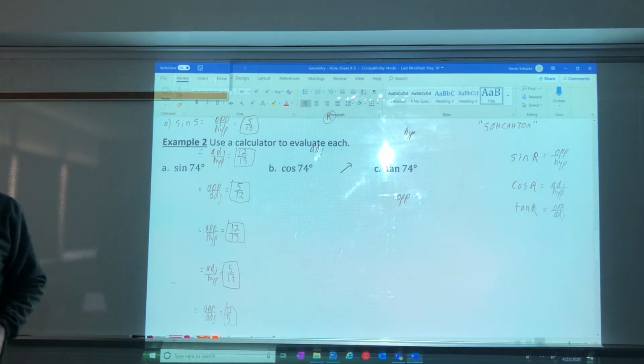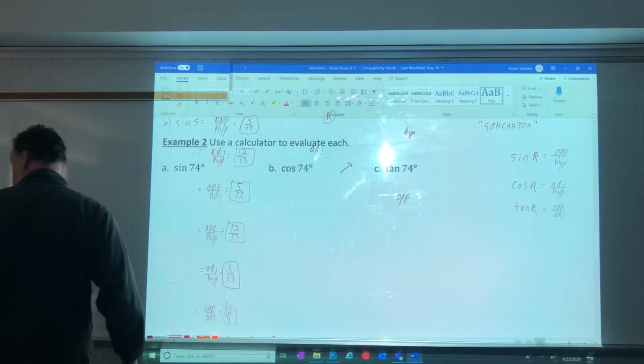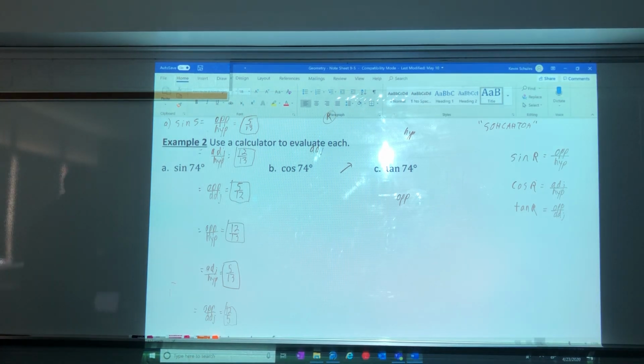Okay, now the other thing you're going to do is you're going to use your calculator a decent amount here, and bear with me a second as I look for our eraser here.